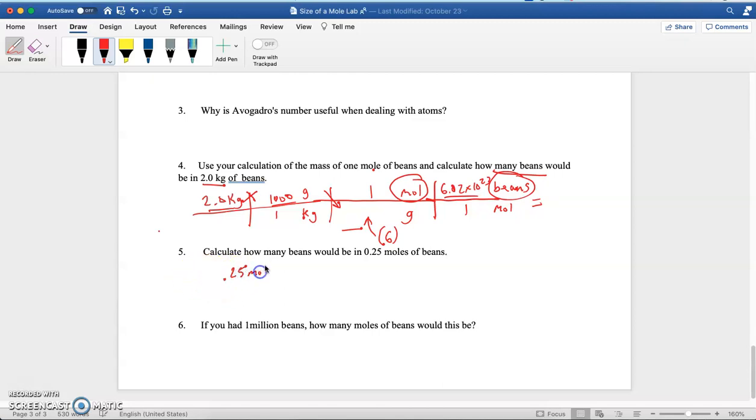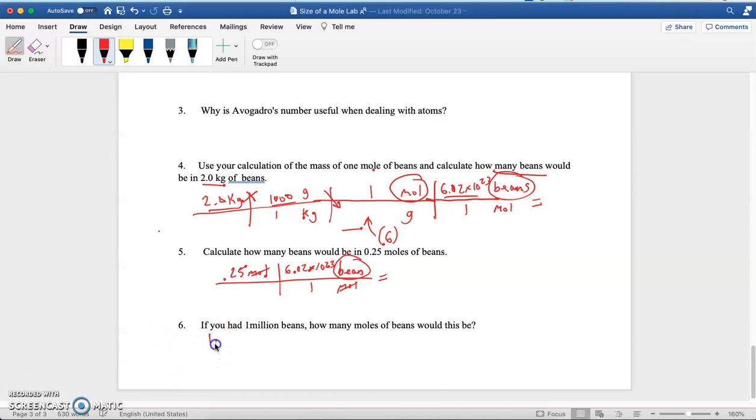Now, number 5, calculate how many beans would be in 0.25 moles. Well, this one's actually real easy. You just take 0.25 moles, bring moles down, go to beans, and you say how many beans are in 1 mole. It's just like the last step of the previous problem. There's this many of anything in a mole. So moles cancels out, and you're left with beans for your units. You multiply, you get your answer. It's in beans.